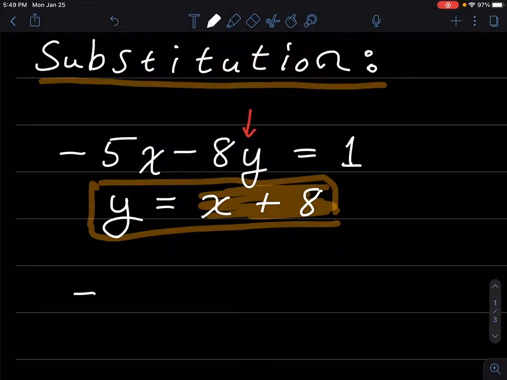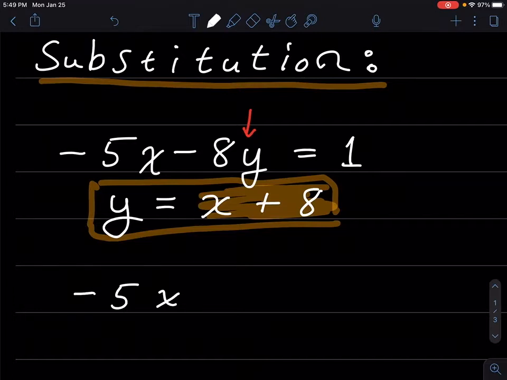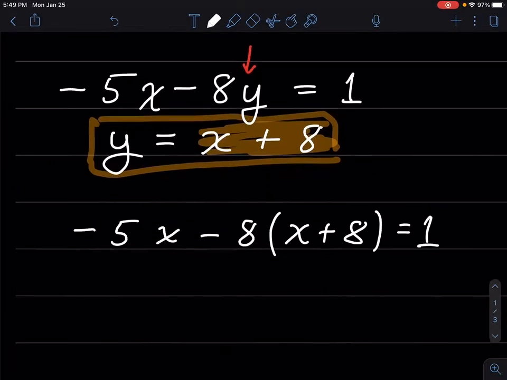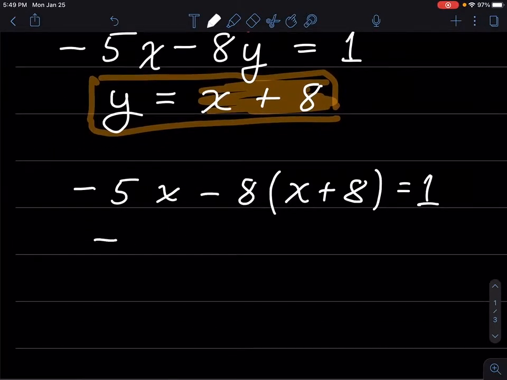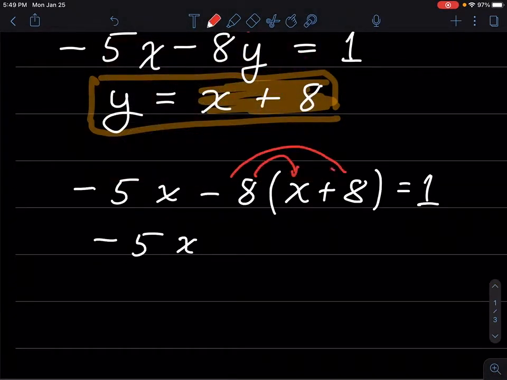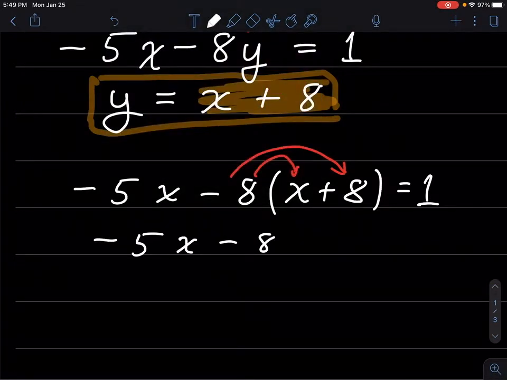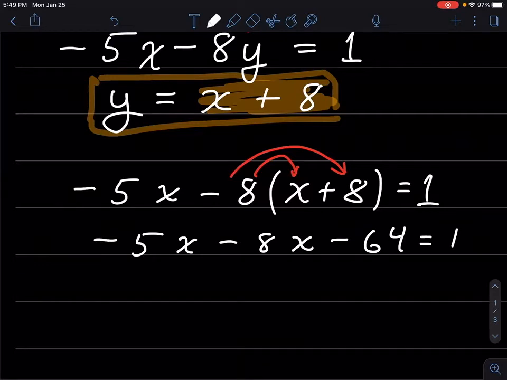So, negative 5x minus 8, take out the y, put in x plus 8, equals 1, becomes our new equation to solve for x. So then we do negative 5x, distribute the negative 8 to the two quantities in the parentheses, and you will have negative 8x minus 64 equals 1.